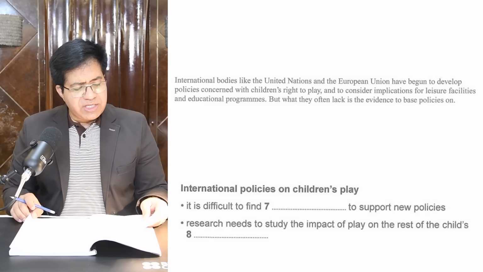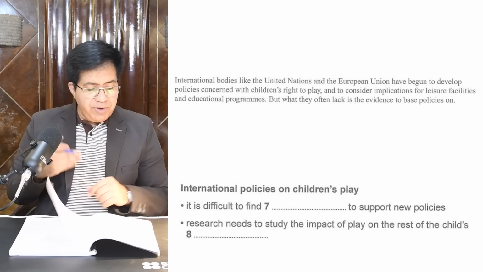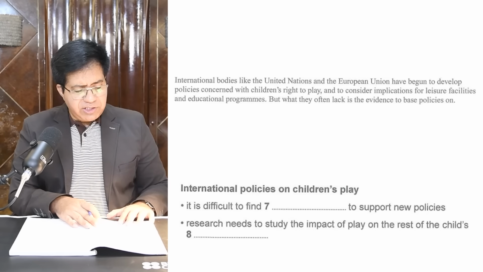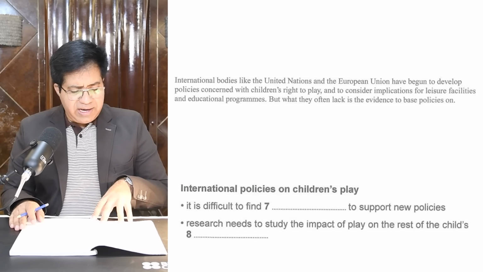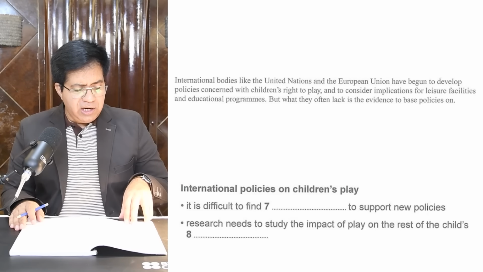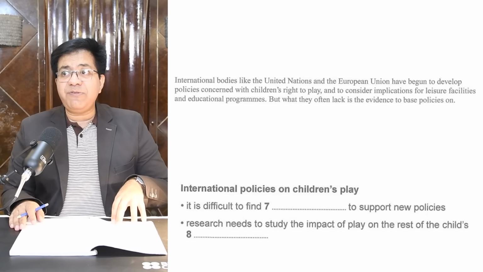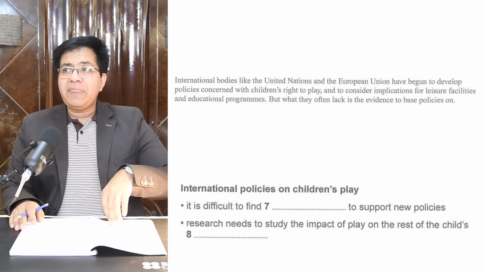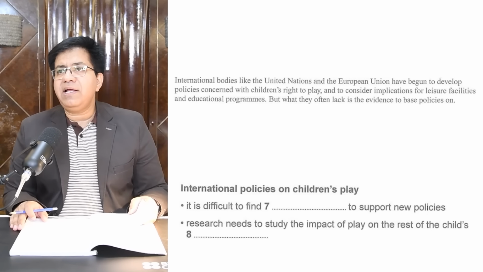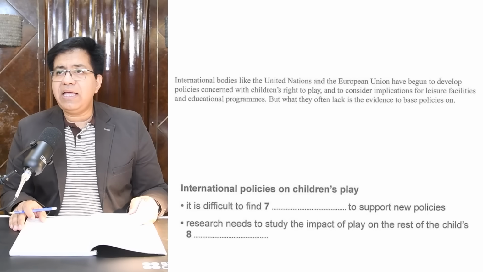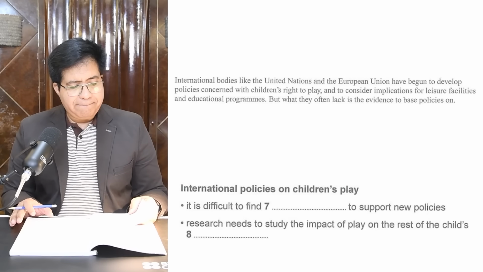Now we are going to just see it is difficult to find something to support new policies. We read on. Concerned with children's right to play and to consider implications for leisure facilities and educational programs. But what they often lack, means difficult to find, is the evidence. Exactly. So it is difficult to find, and what they often lack, they are synonyms. Correct answer is evidence.